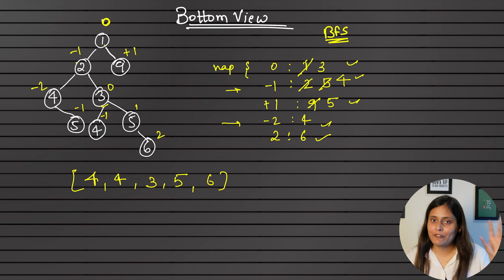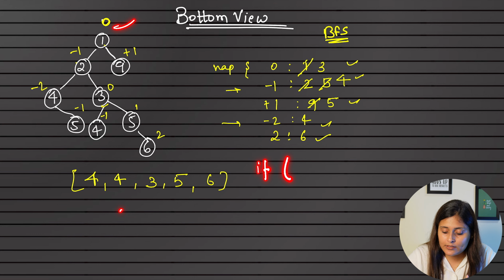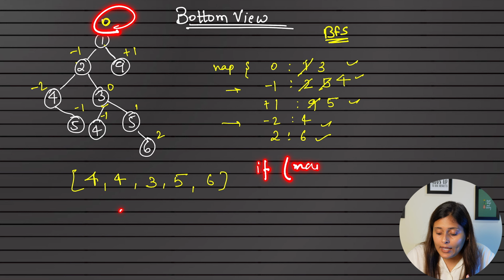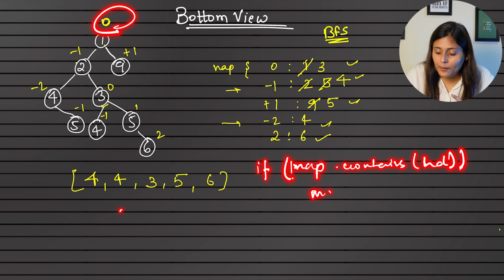So if you have watched the previous video, top view, I am saying it again because discussing it again will simply waste our time. There we have written the code. What we have written in the code is that if the map does not contain that vertex, or HD, horizontal distance, then we put root dot value in the map for that HD. Remember? Yes, we have inserted this, but now we have to override.